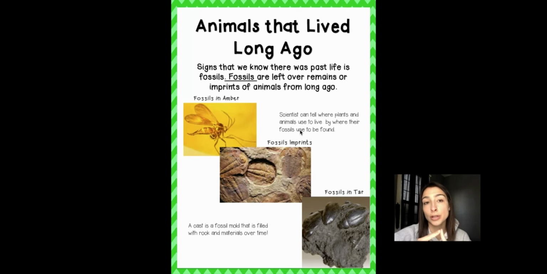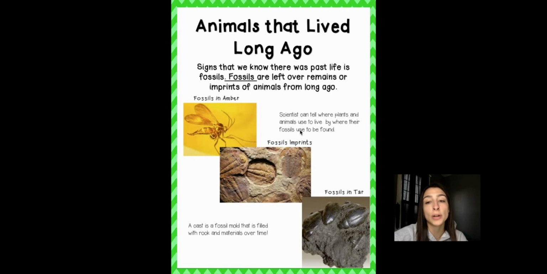There's fossils in amber, so a lot of insects are found in amber. It's sap from a tree, and maybe a bug or a little insect got stuck inside there, and then that amber hardens and becomes a rock, which is one type of fossil. Then there's the imprints that I talked about with the cast, where maybe some dirt, leaves, and minerals filled an imprint and took the shape of an animal.